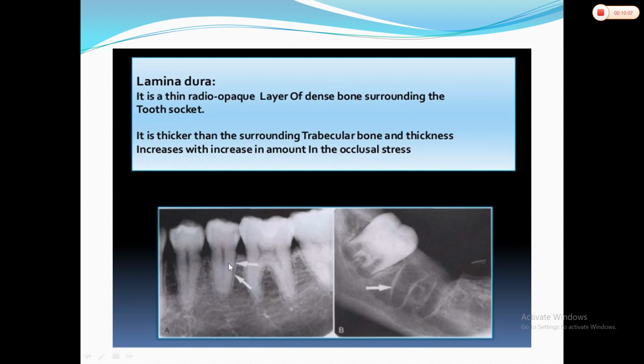Next one is lamina dura. The root is covered by the PDL, periodontal ligament. PDL is soft tissue, so it appears as a radiolucent line. This PDL is surrounded by a dense bone layer called lamina dura. See here, this radiopaque structure is the lamina dura. It is thicker than the surrounding trabecular bone. And in case of infection and inflammation, there may be loss of lamina dura.